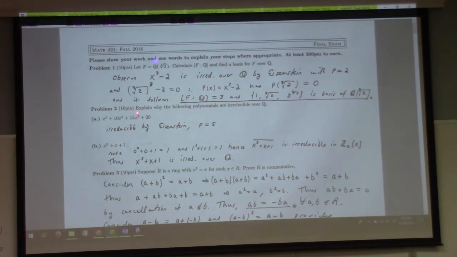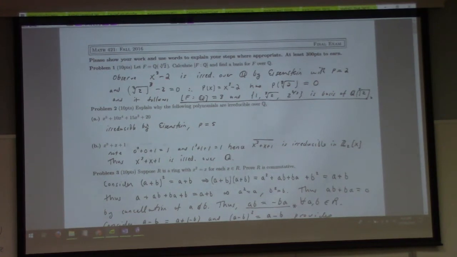So if we look at Q adjoin the cube root of 2, I said calculate the degree of the extension over Q and find a basis. So this one's like taking candy from a baby. This is irreducible by Eisenstein. And consequently, that means that it is a degree 3 extension, and you can use 1, cube root of 2, and cube root of 2 squared as the basis. All right, any questions? Okay, I think that one's pretty cut and dried.